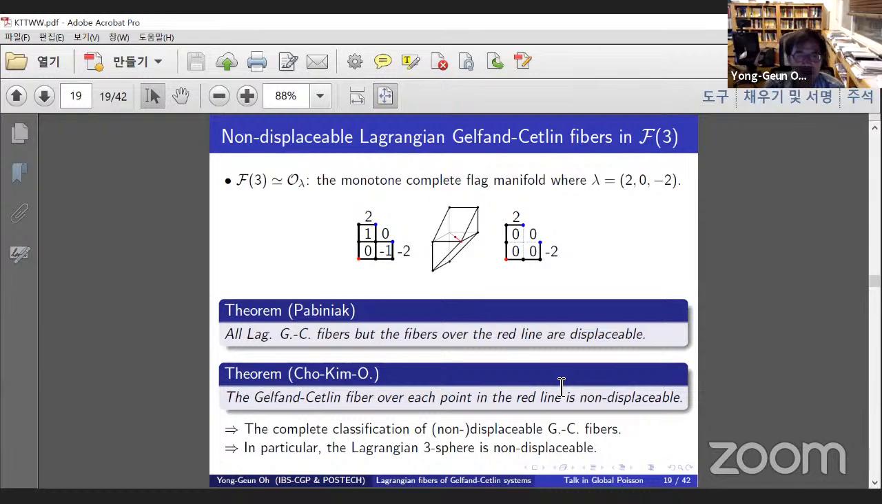In fact, Pabiniak showed that by some probe method, the probes method, all other fibers are indeed displaceable, except those fibers coming from this red line. Okay? And then we showed that all those fibers coming from this red line are non-displaceable. So combining these two theorems, this completely answers that particular question about non-displaceability for this example of F3.